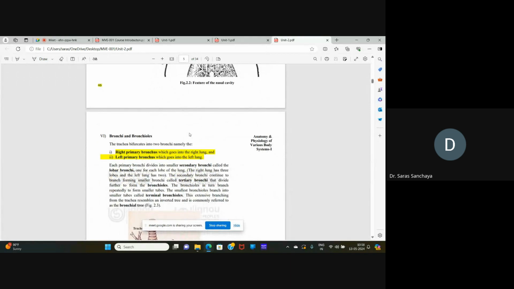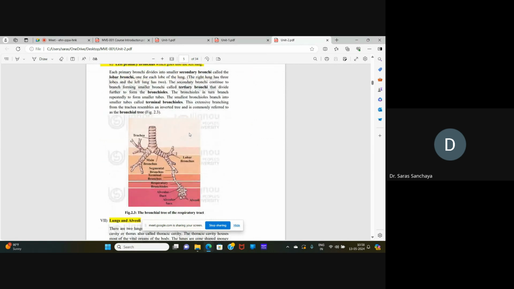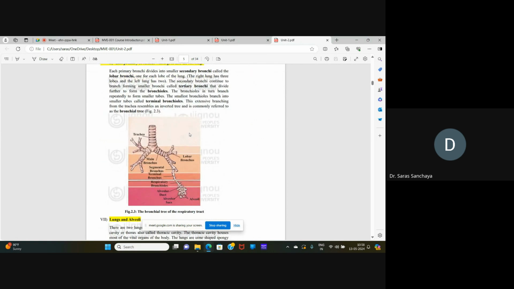Bronchi and bronchioles. The trachea bifurcates into two bronchi, that is the right primary bronchus which goes into the right lung and the left primary bronchus which goes into the left lung. Then it further divides into bronchioles and terminal bronchioles, which are present in the lung tissue.